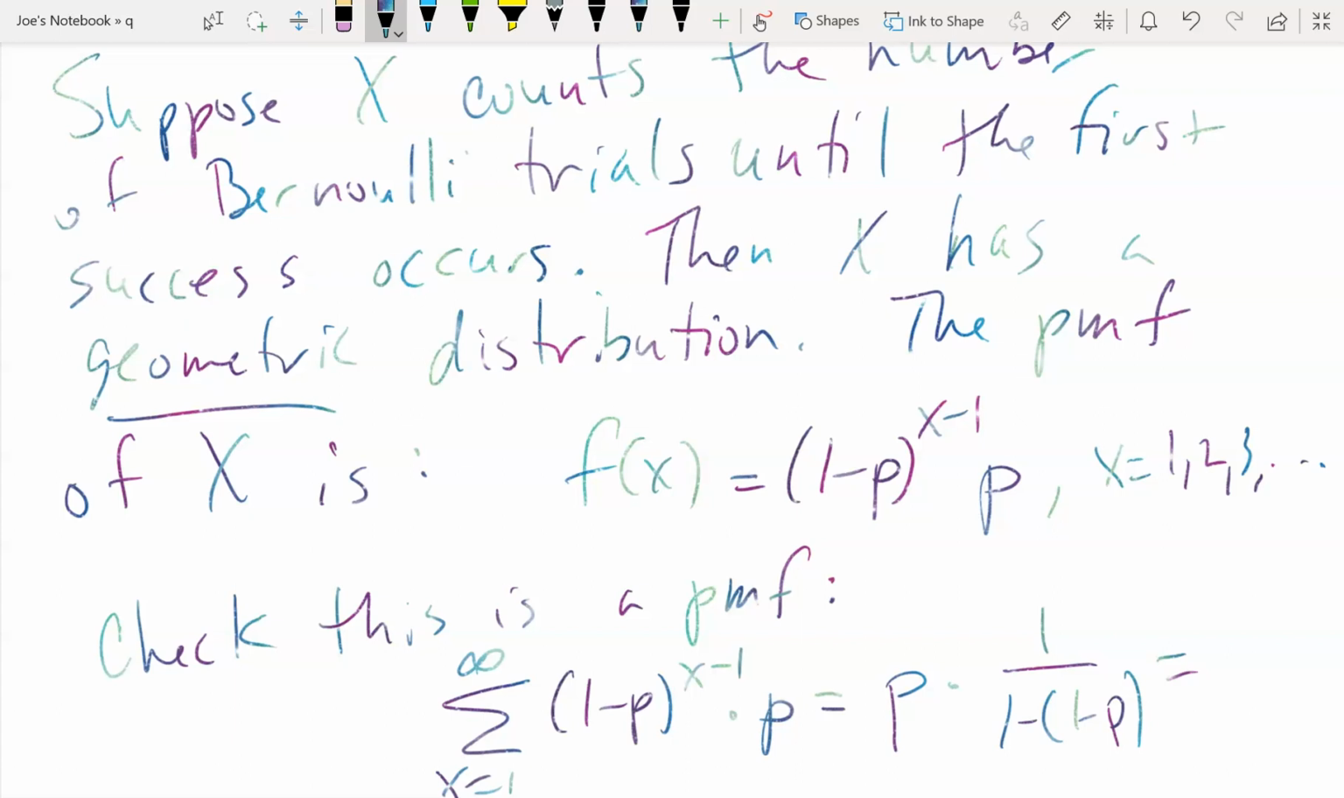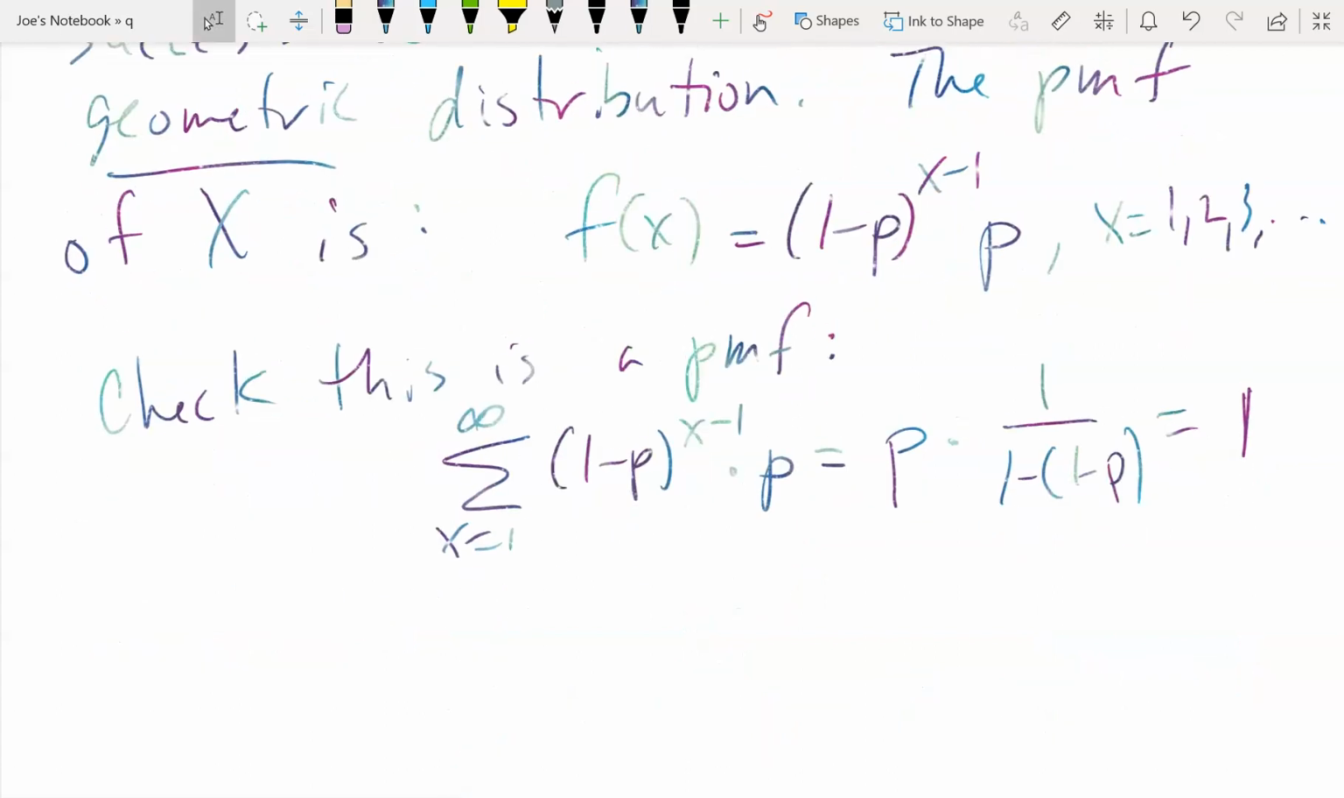What does the bottom simplify to? P, and then multiplied by P, I should get 1. Yeah, P over P should be 1, which is what we wanted, isn't it? All right. Questions on that part at all?